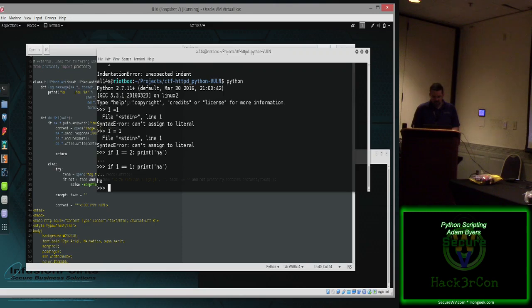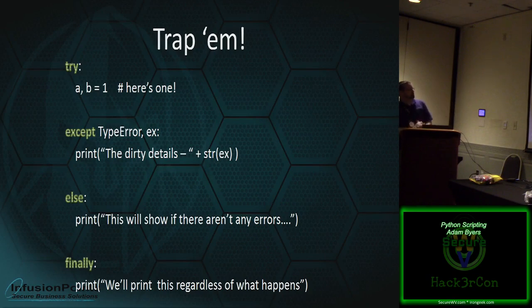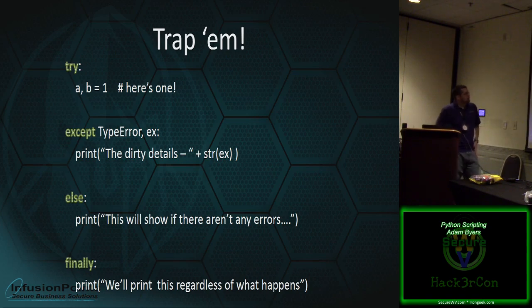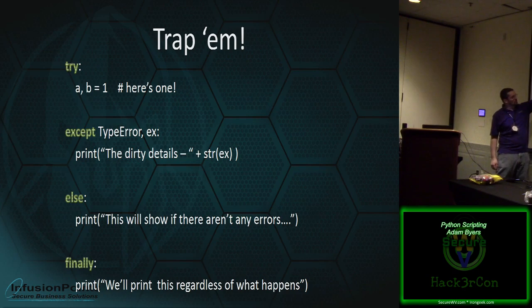All right. So, trapping. It's like Pokemon. So this is the structure of a trap, right? Try, accept, else, finally. And I'm leaving out one thing there. So you start out with your try. You're going to try something. A, B equals 1. Okay? Accept, and we're looking for a specific type of error here.